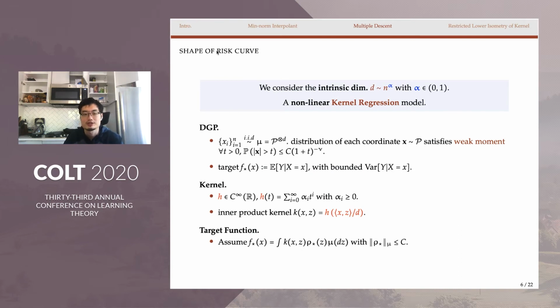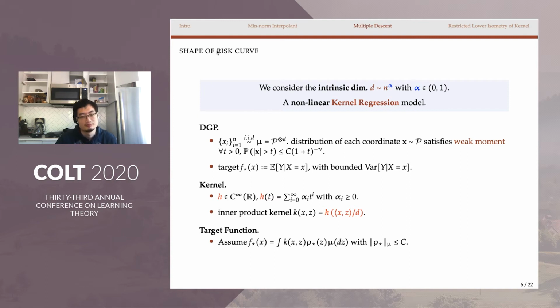More specifically, we have this generation process of our data. The input design is IID, each entry is IID. We also put a weak moment condition on the distribution so that it doesn't do crazy things. We also require the kernel to be a product kernel, where h is Taylor expandable, with positive Taylor coefficients.